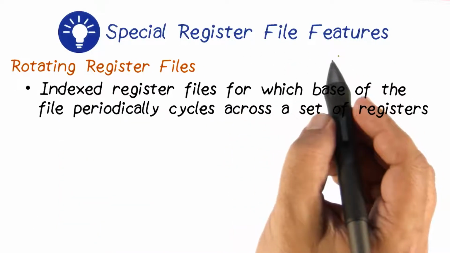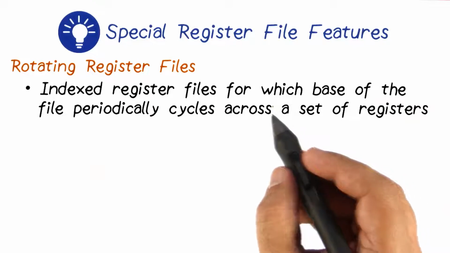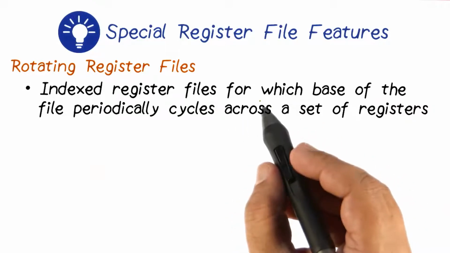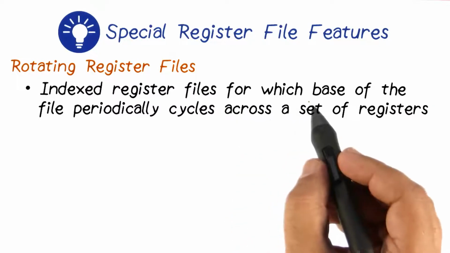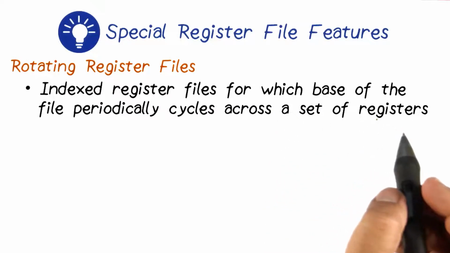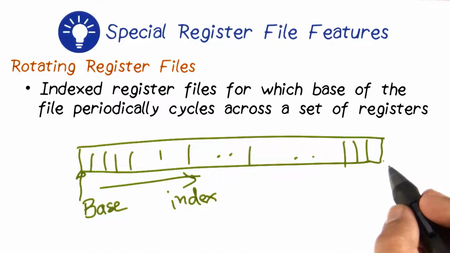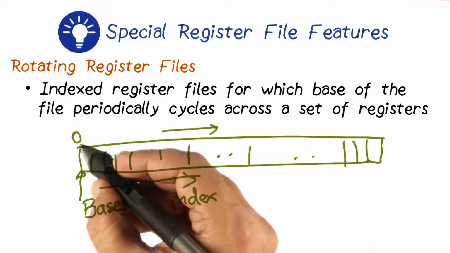The second type of special register file is called a rotating register file. What is a rotating register file? It is a different kind of indexed register file for which the base of the file periodically cycles across the registers. For example, consider this register file. At the beginning, it is completely empty. In other words, no registers are allocated out of it. So initially the base is over here.